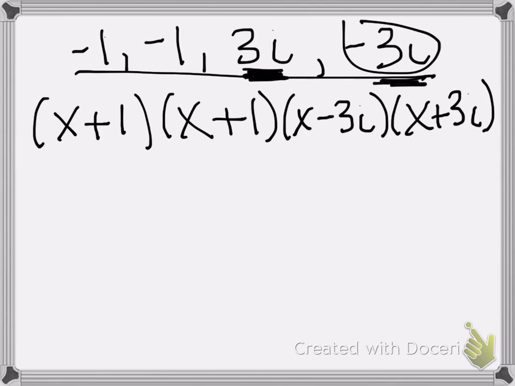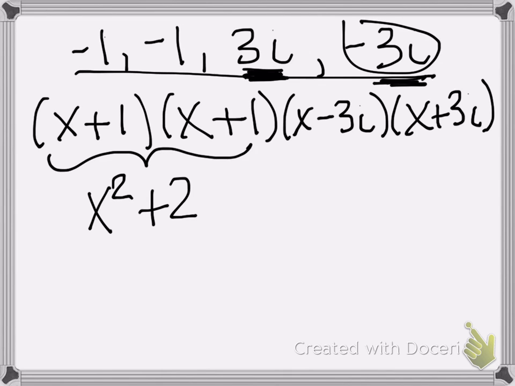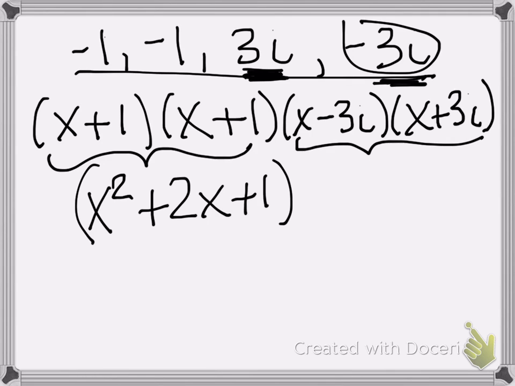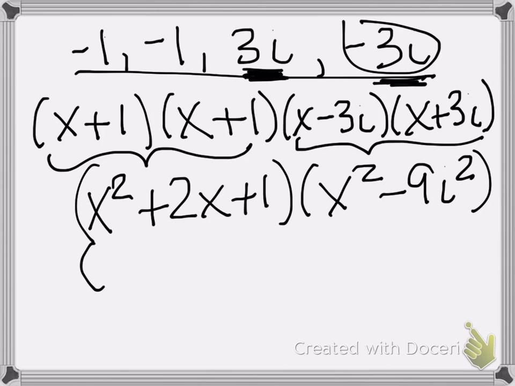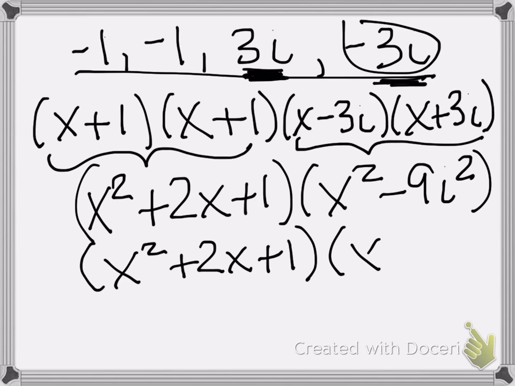Now what we have to do is write the polynomial. So if you've got 4 binomials and you want to get a polynomial, then just multiply them. This is the same thing as x plus 1 squared, so we're going to square that one. Okay, and then we're going to go back and multiply these, and we know what happens when we multiply those. So that's x squared minus 9i squared, which really turns that into x squared plus 9.